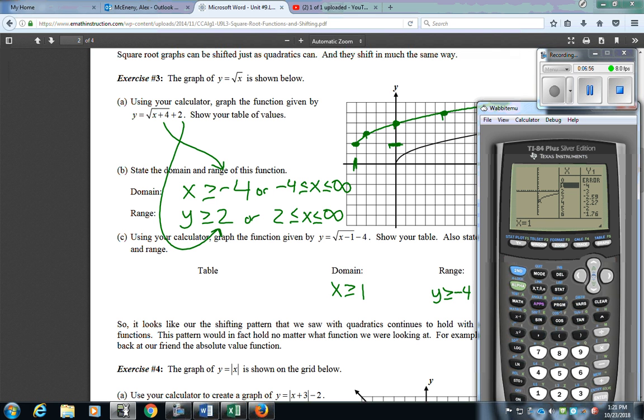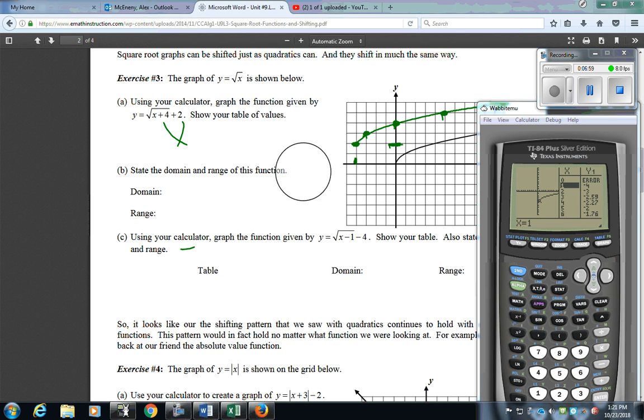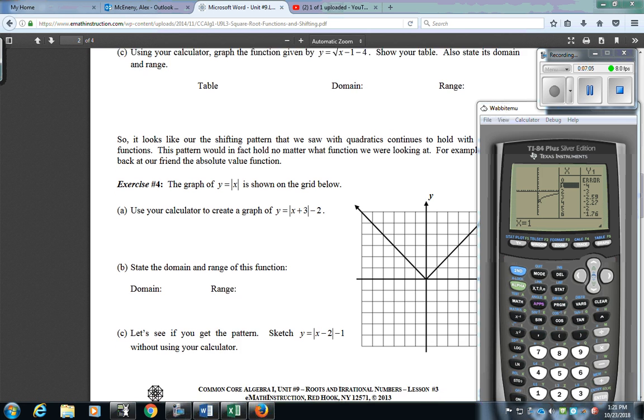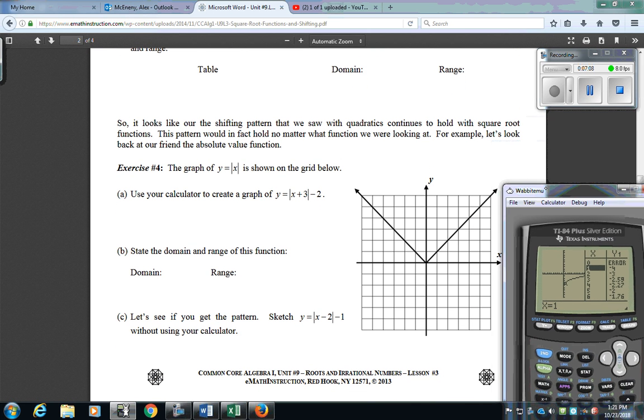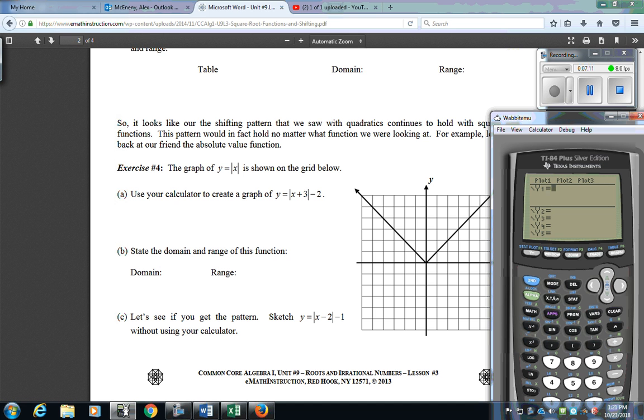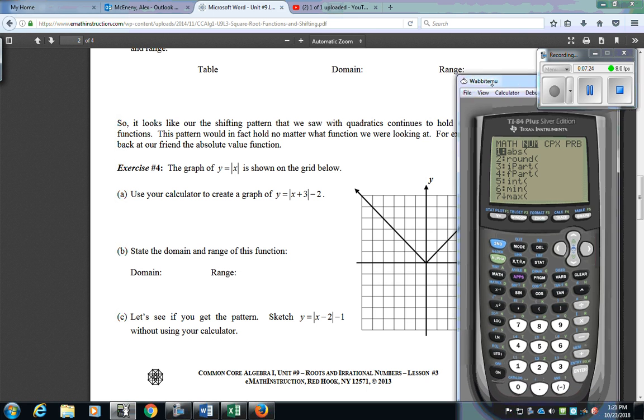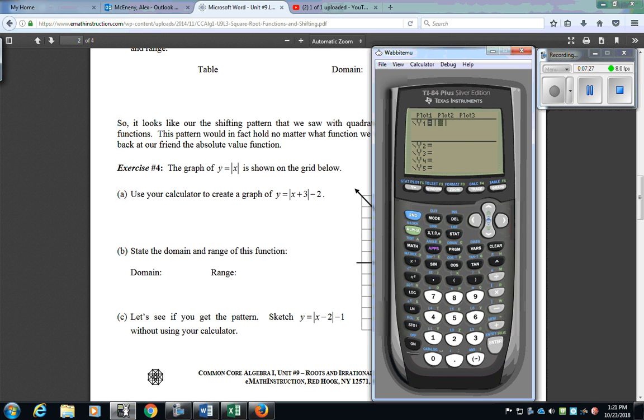Now the last one we're going to talk about is an absolute value function, which again, you see those once in a while in the regions, just like a square root function. So they gave us the graph of the absolute value of x, and now they want us to go ahead and graph the absolute value of x plus 3 minus 2. And the same idea like we just talked about. So if you go to math and number, you get ABS, which would be x plus 3 in the parentheses, and then -2 outside.